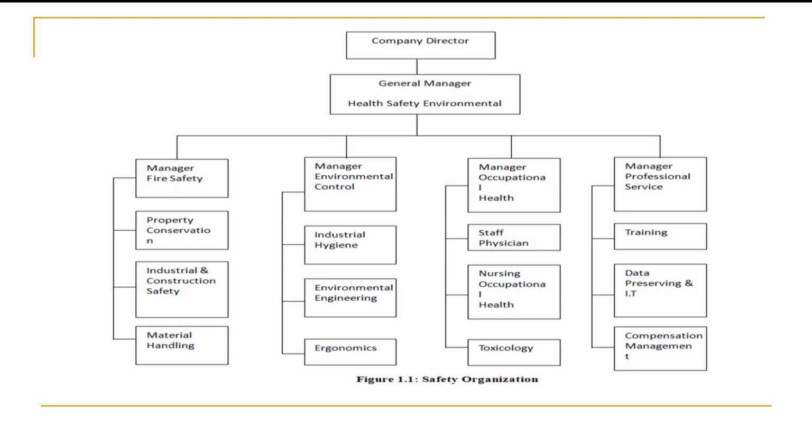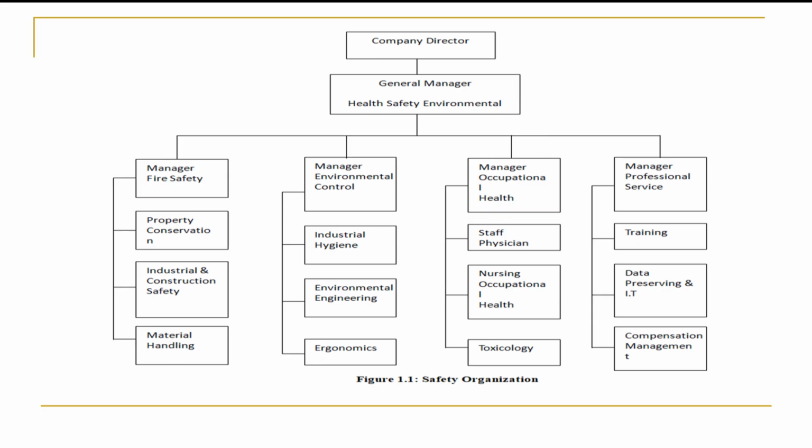The fire safety manager mainly deals with property conservation, how to protect the factory from fire, and industrial construction safety, how to construct the industry to protect it from fire accidents, and also how to handle materials in the case of hazardous materials. Another manager is environmental control. This manager controls the environment and also provides industrial hygiene for the workers and employers. He also deals with environmental engineering and makes the industry fully ergonomic. These are all the activities done by the environmental control manager.